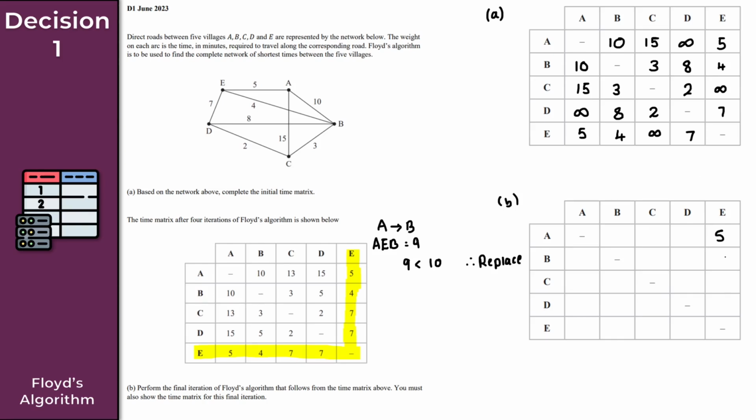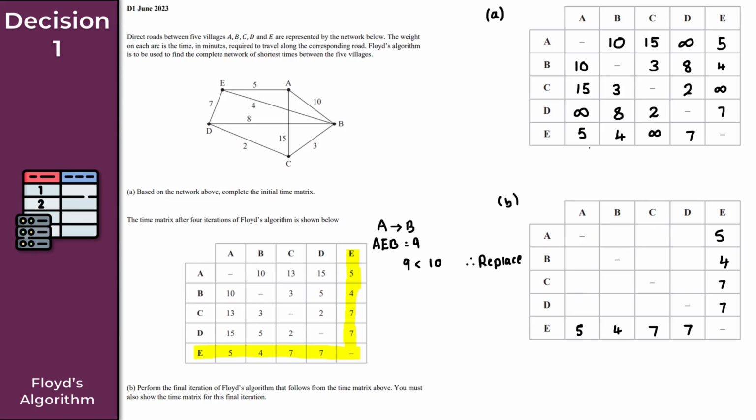So 5, 4, 7, 7. Same again here for this row, right? So 5, 4, 7, and 7. Perfect. And that nicely leads me on to my second point here.